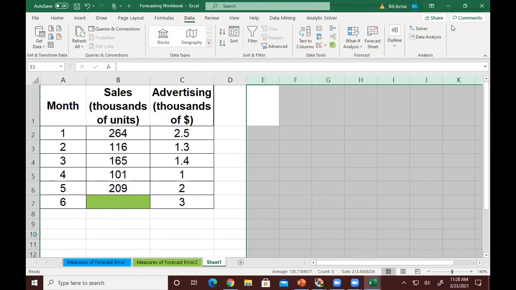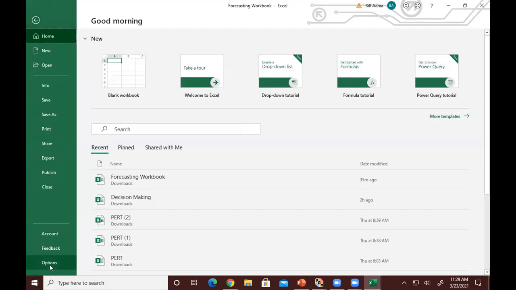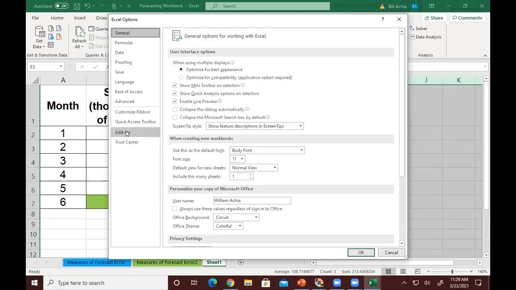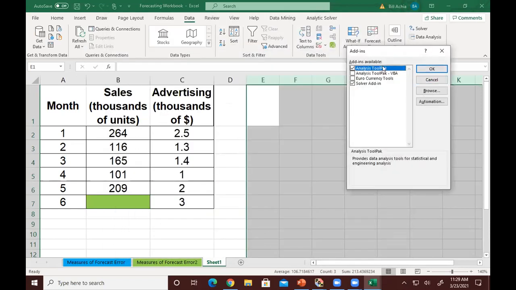Okay. Somebody else has a question here. Okay. So go into File and Options, and under Options there will be Add-ins, and look for the Analysis Tool Pack. Once you click on the Analysis Tool Pack, don't click on OK. Click on Go at the bottom, and it will bring you the analysis tool pack there.